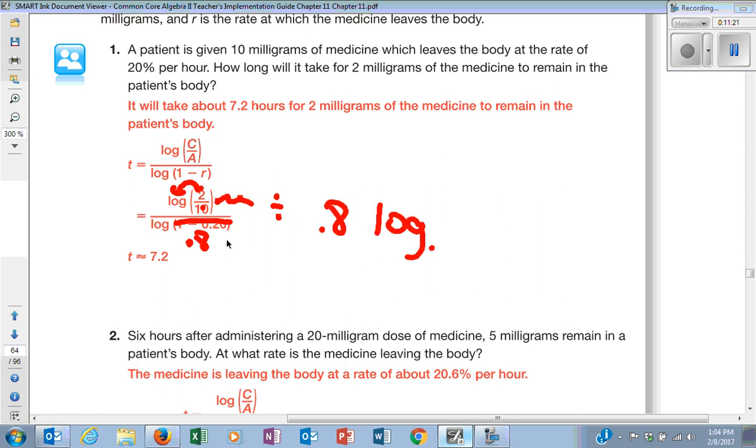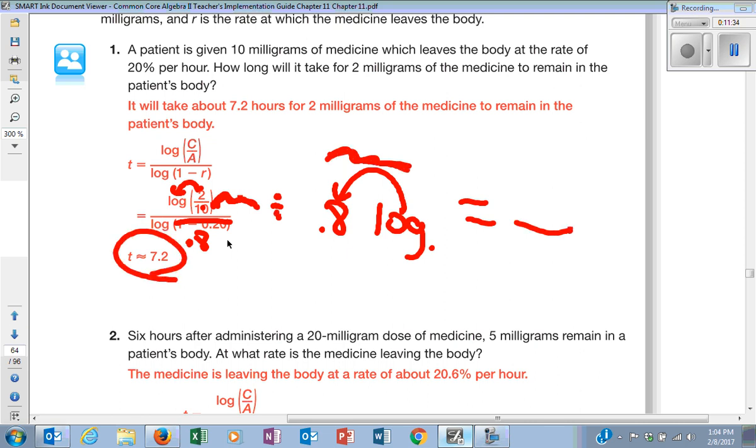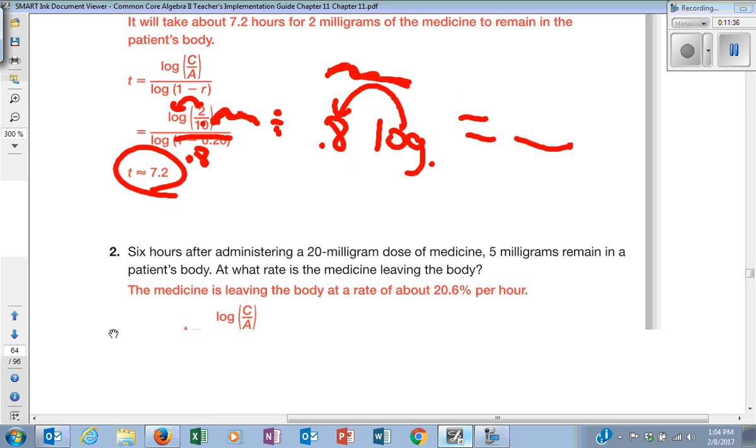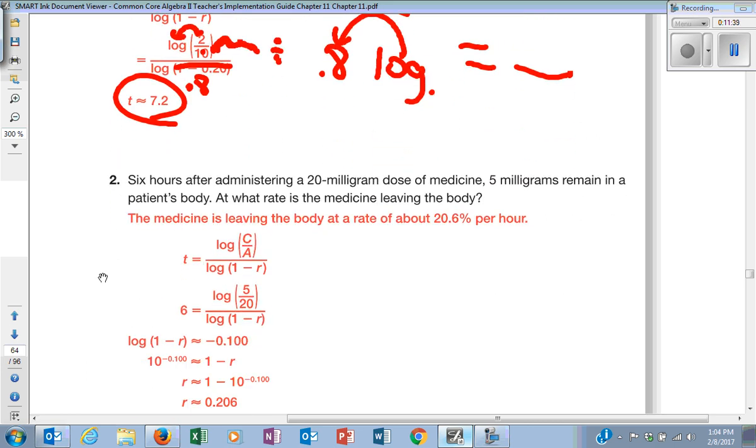And so what that's going to do is the calculator is going to give me the log of 0.8. So that number is going to pop up. Then if I finally hit equals, it's going to take this number divided by this funky number and give me the answer of 7.2. Again, you need to be trying those throughout this section.